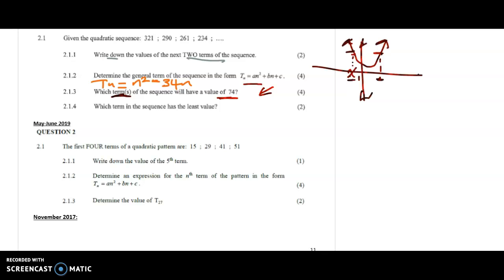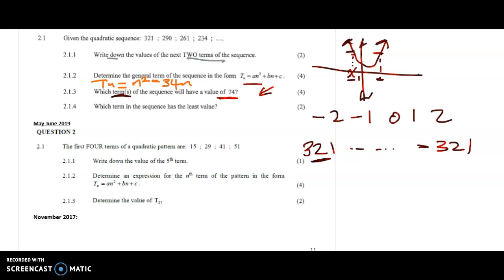Maybe the sequence just looks like something like this. Maybe you have -2, -1, then 0, then 1, 2. So it starts off decreasing, it starts off negative and then ends up positive. As you can see, this one starts from 321, then decreases, and then you will have like -321, excuse me, at the end.